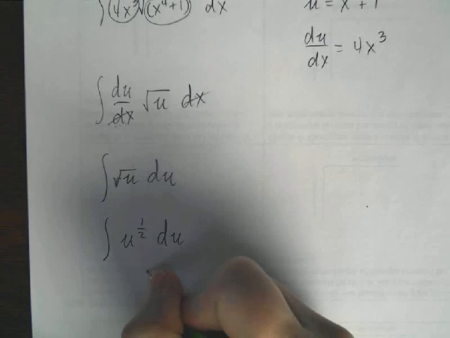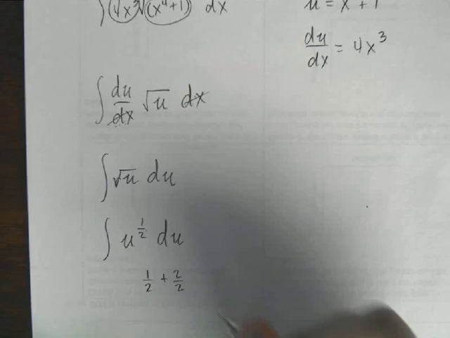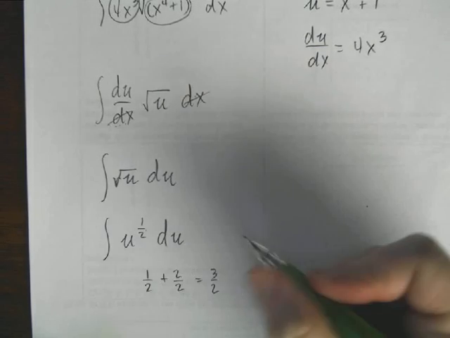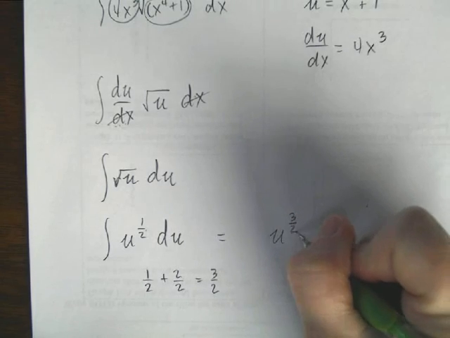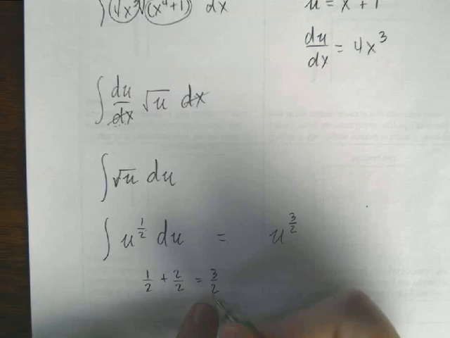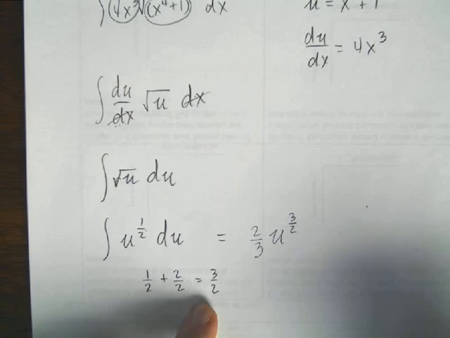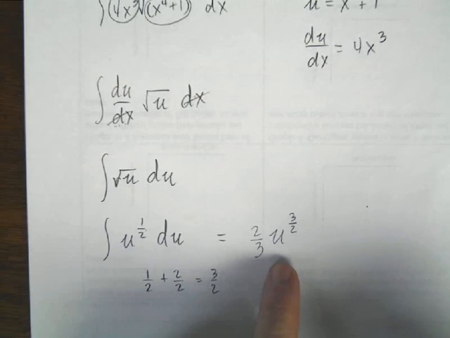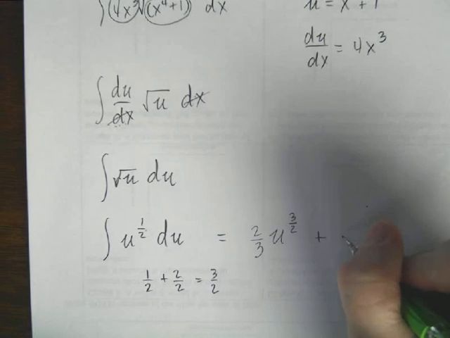So 1/2 plus 1, that's the same as 1 is the same as 2 over 2, so that's going to be 3 over 2. So when I integrate this, I'm going to get u to the 3/2, and then I need to multiply by the reciprocal of that new exponent, so I'm going to multiply by 2/3. Okay, so there it is integrated. Since it's an indefinite integral, we need to write plus c.